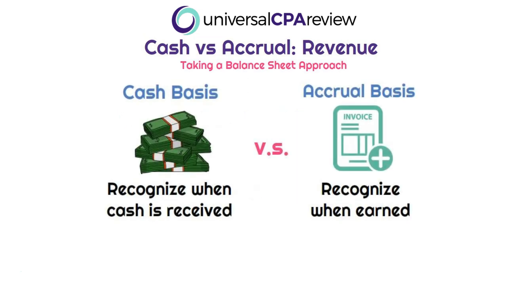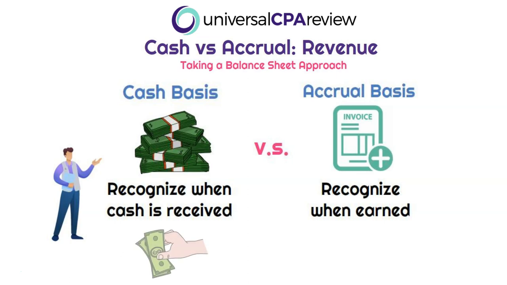Now, the main difference between the cash and accrual basis for revenue is that revenue is recognized under the cash basis when the cash is actually received, meaning when the customer pays it to the company, they receive the cash, that's when they would recognize the revenue under the cash basis.